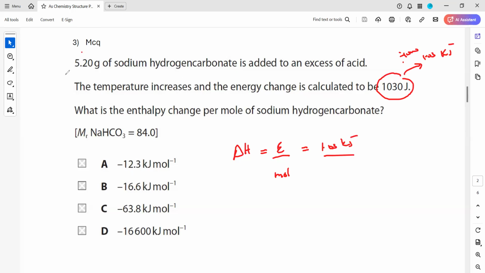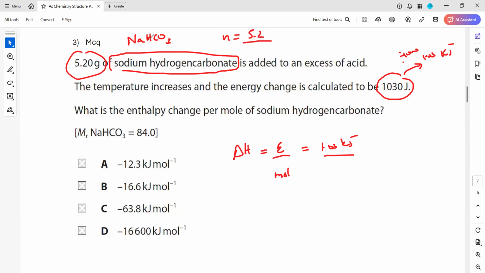To get the moles, the mass in gram is given. What is the chemical formula for sodium hydrogen carbonate? It is NaHCO3 because sodium is +1 and the hydrogen carbonate valency is -1. So we need the moles. The moles are the mass in gram, which is 5.2, divided by the molar mass.